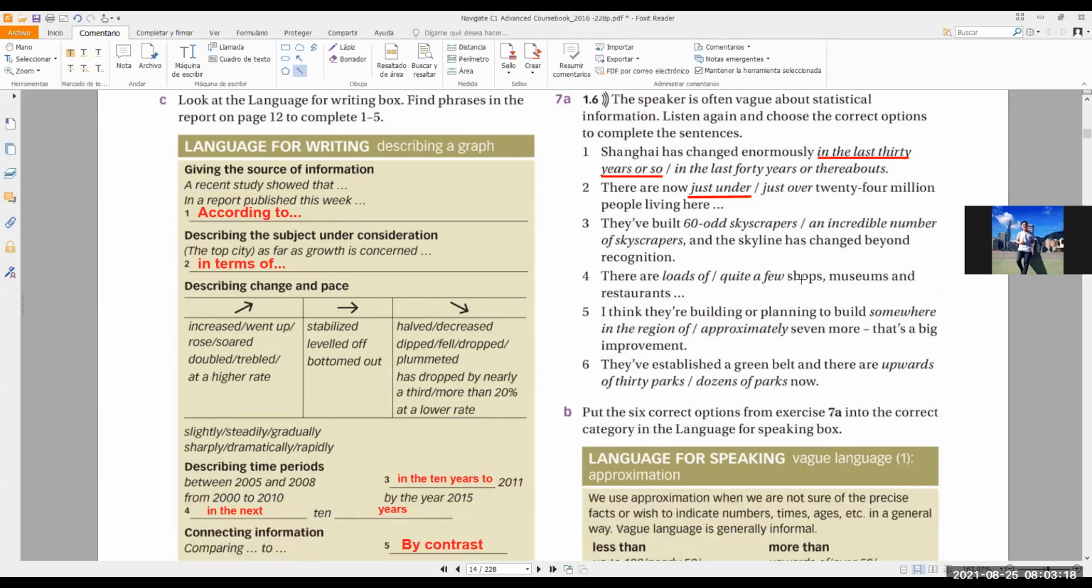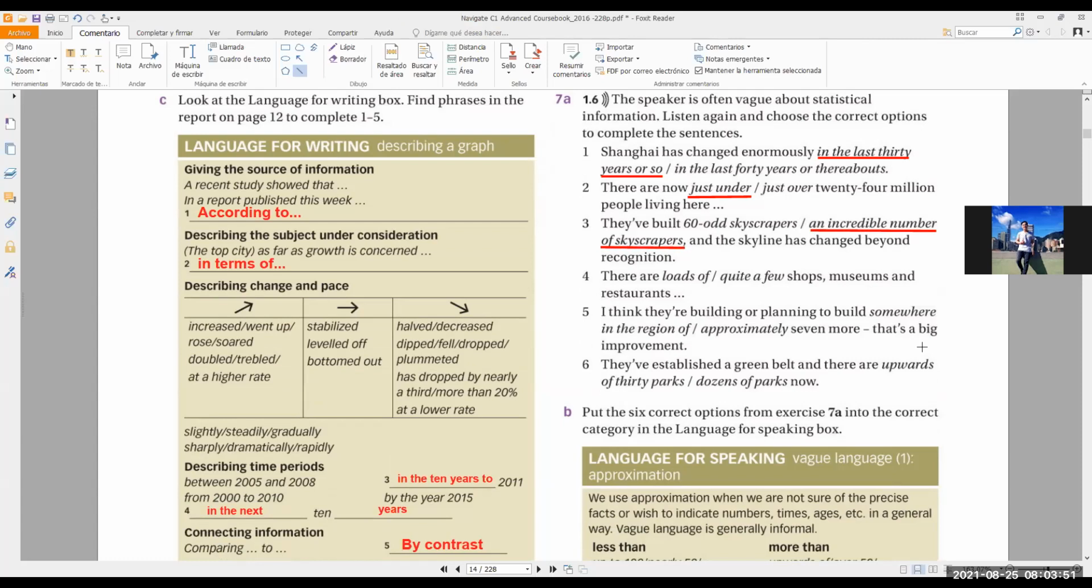Number 3, guys, what would be the third one? They've built an incredible number of skyscrapers. So that's quite an easy way to express that there is a huge number of something. That's an incredible number of people waiting to enter this building. You see, you use that expression, incredible number of, just to say that it's lots of something.